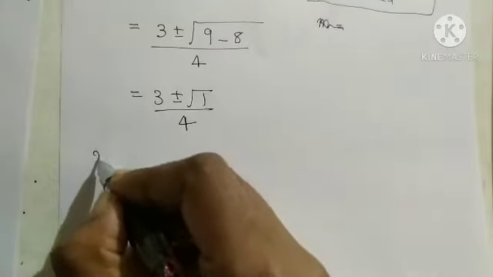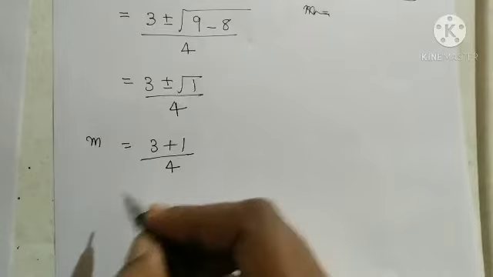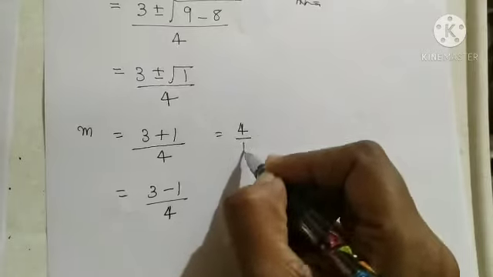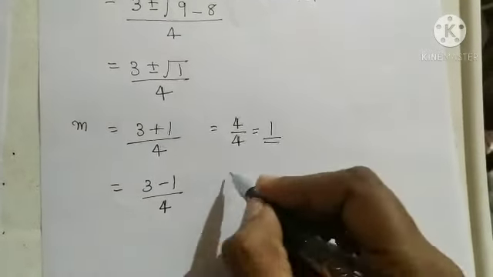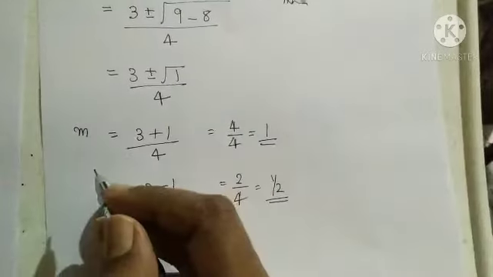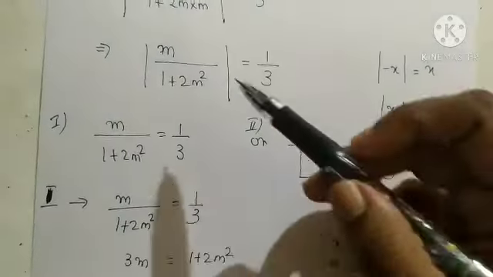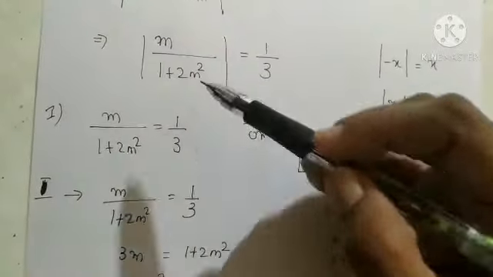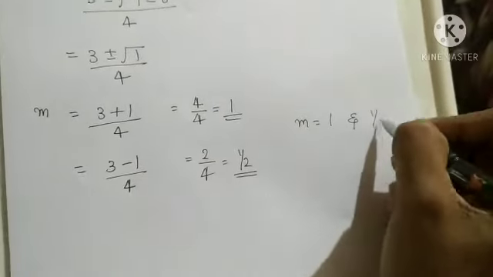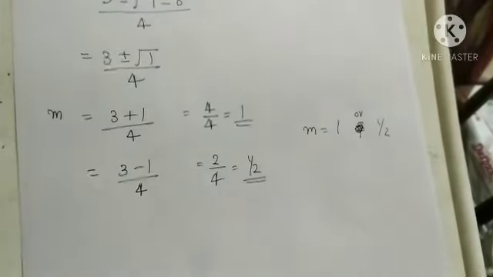So here we get two values, m equal to 3 plus 1 divided by 4 or 3 minus 1 divided by 4. We get the first value as 4 by 4, or 1. The second value is 2 by 4, that is equal to 1 by 2. So the values of m, if we take positive values inside this modulus, we get m equal to 1 or 1 by 2. Okay.